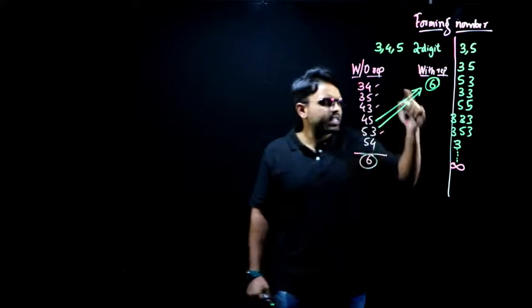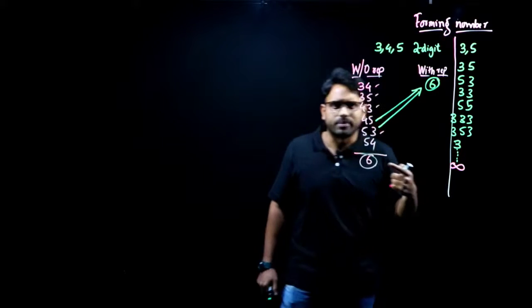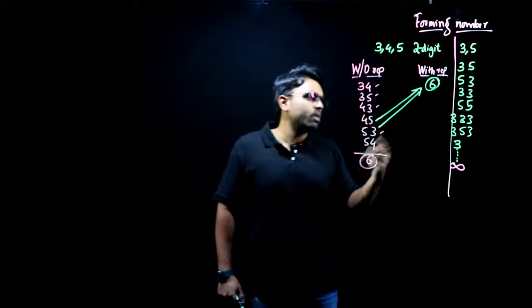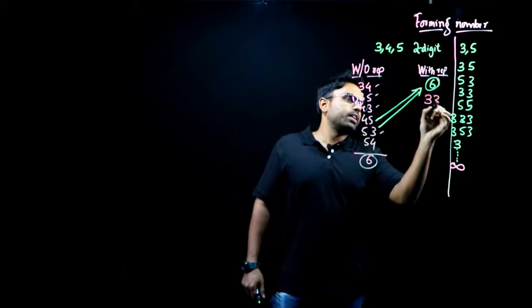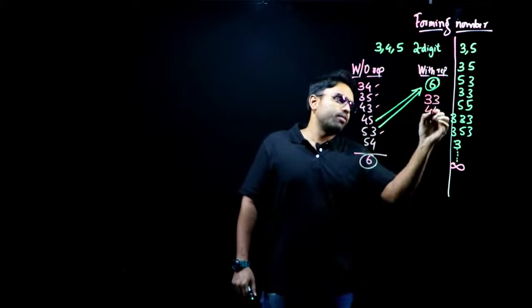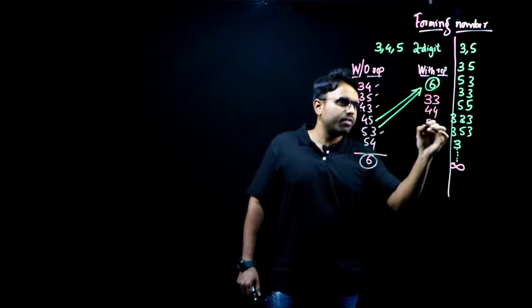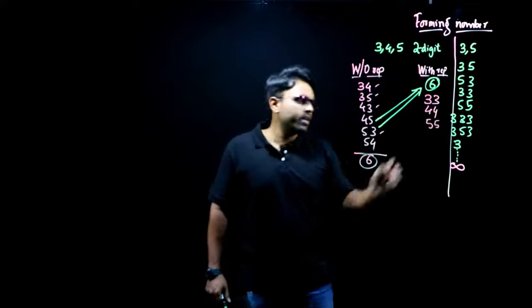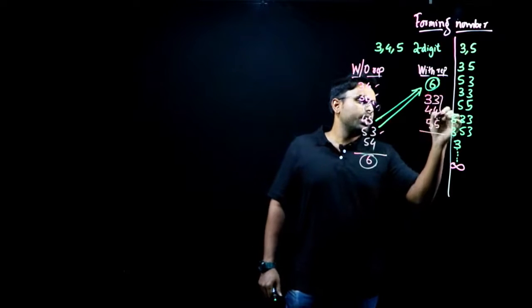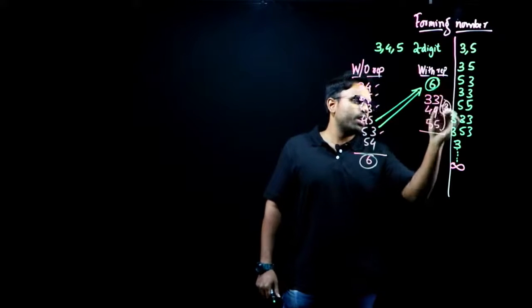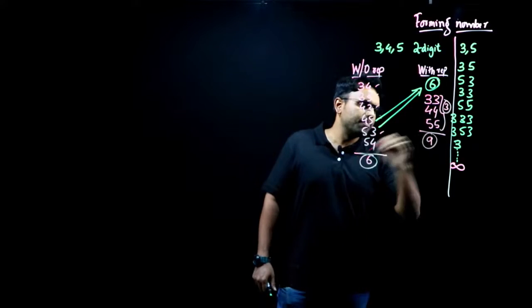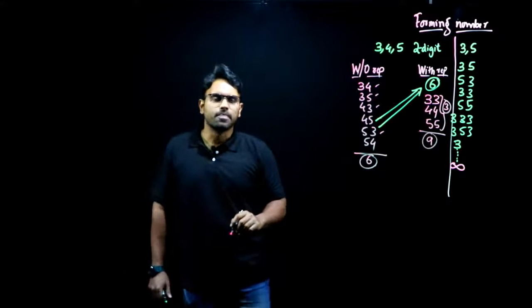Other than these 6 cases, what are the 3 other cases that will pop up? One is you can write a 33. Another one is you can write a 44. The other one is you can write a 55. Very good. Now, how many more? 3 more you can write. 6 already were there, 3 more. So 9 you can form.